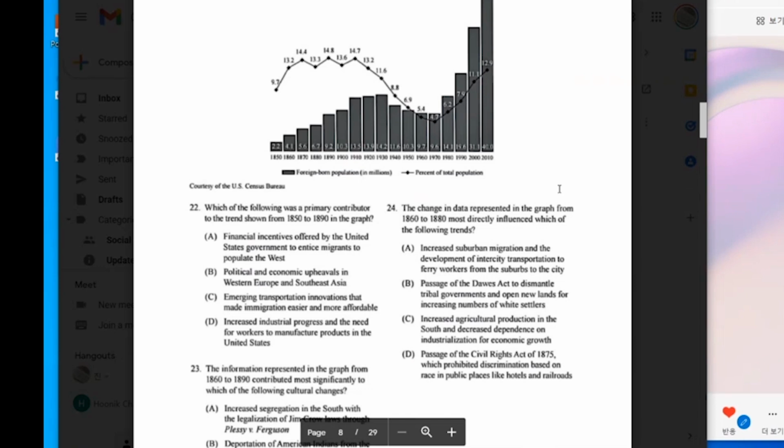So this question asks you to determine why immigration increased from 1850 to 1890, right? The correct answer is D. The growing industrialization in the United States offered many job opportunities. So they were seeking a new opportunity, and they flocked to the United States to take advantage of it, right? So this one was pretty straightforward. And 23.